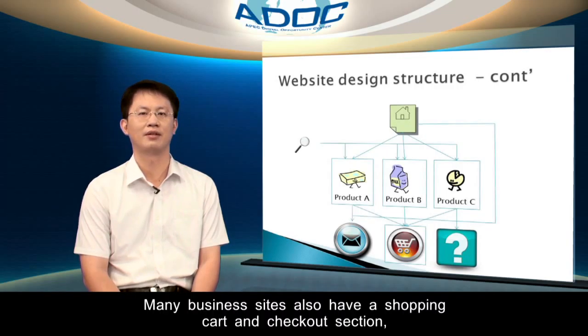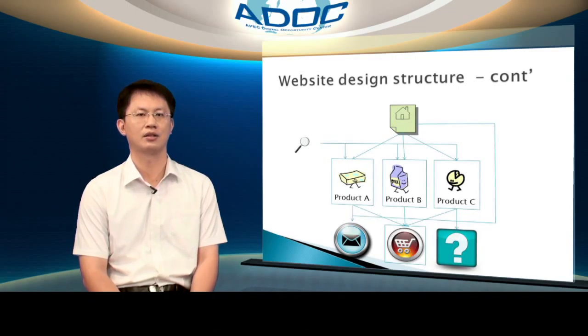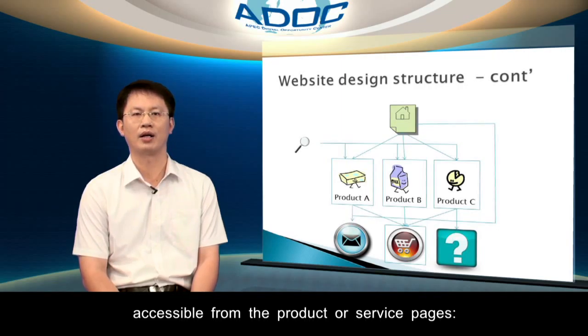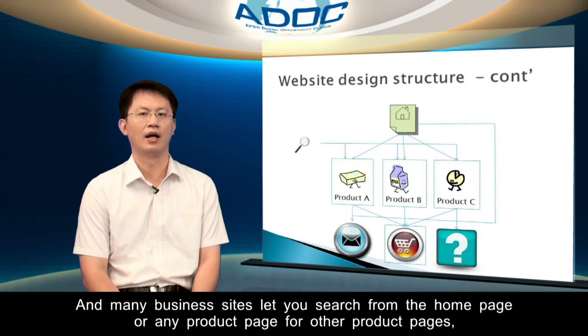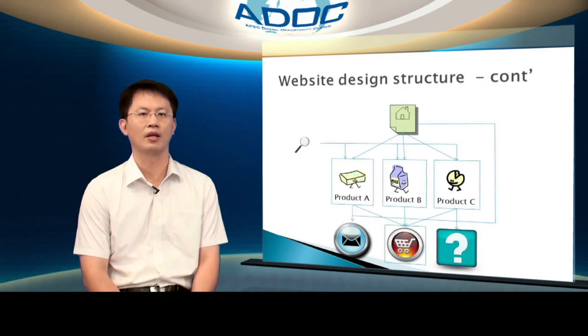Many business sites also have a shopping cart and checkout sections, accessible from the product or service pages. And many business sites let you search from the home page or any product page for other product pages, as shown in the slide.